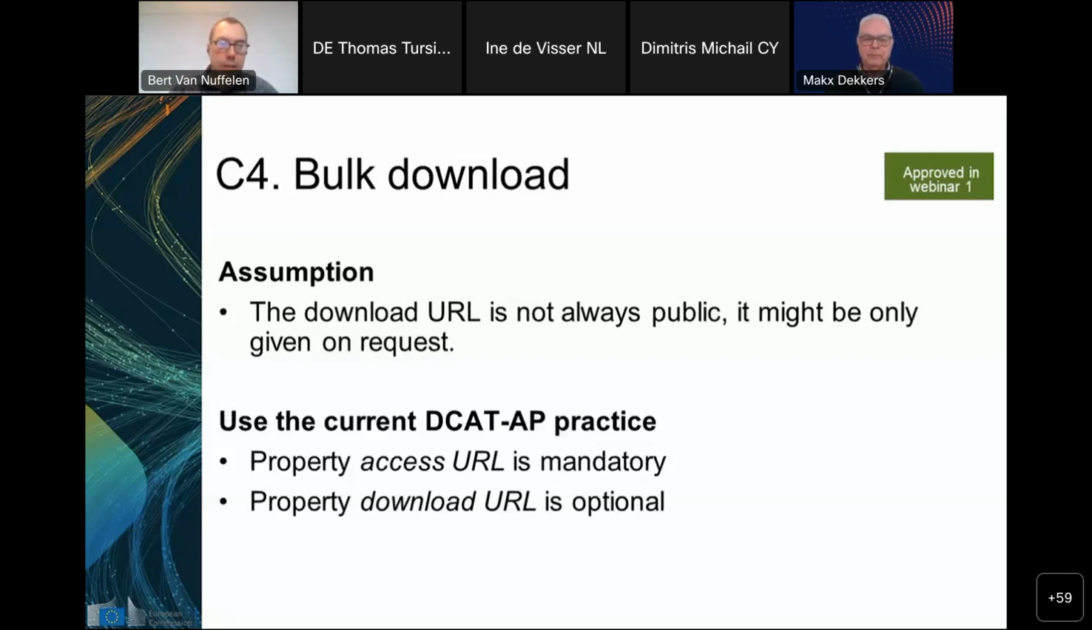That was also simple here, in the sense that for bulk download, in DCAT-AP there are two properties available, access URL and download URL. The download URL is the explicit place where you can get the data in one click, and it's not always available. Therefore we follow the standard DCAT-AP practice. We keep the property access URL mandatory and the download URL optional. So nothing has changed. This just reminds us of the current practice of DCAT-AP to apply for the scope of bulk downloads.